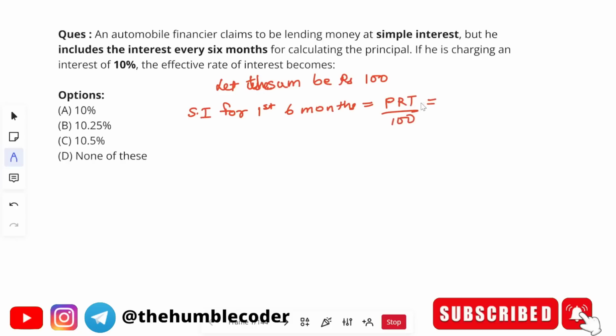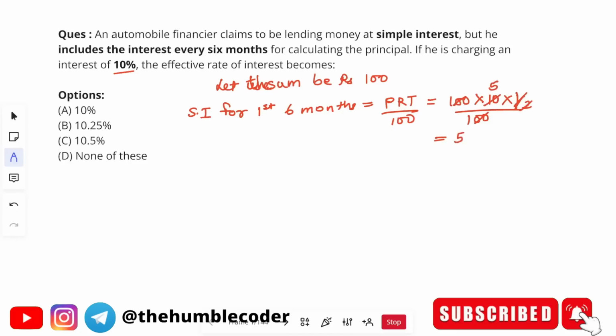P, the principal, is 100, right? We have considered that. Rate is 10%, it is given to us in the question. T will be 1 by 2, because it is 6 months, right? So we are considering the T value as 1 by 2. Now on solving, if you cancel out, you will get the value as 5 for simple interest for the first 6 months.